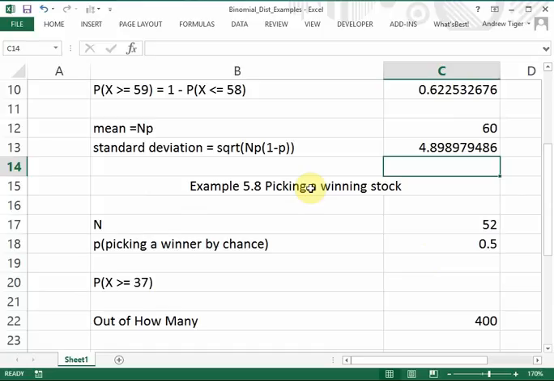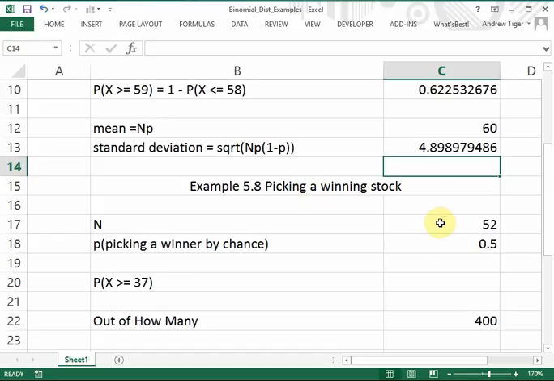Example 5.8 is an interesting problem. Someone has solicited you and says, "Hey, I'm a good stock picker. I can pick stocks real well, and you should buy my picks." And their evidence is that they have a stock that has beaten the stock market 37 times out of the last 52 weeks. So this particular stock has been successful at beating the stock market 37 times out of 52.